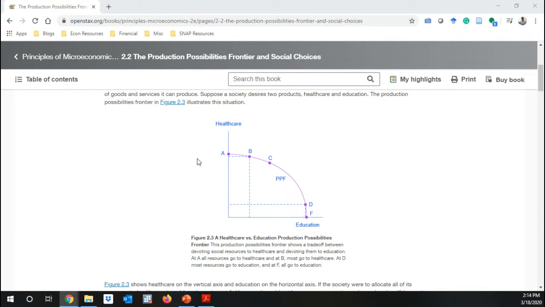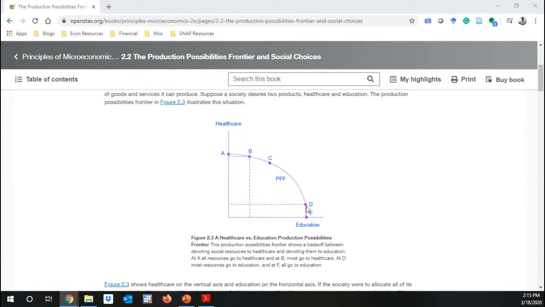Some amount of healthcare will require resources. It's as simple as that. And in the world we live in, we only have so many resources at our disposal. So we can spend all of our resources producing healthcare, like point A here. We can use all of our resources producing education, point F here, or some combination thereof, which is the curve.